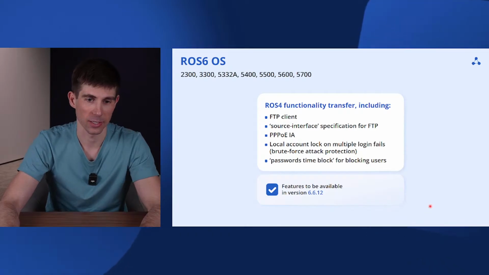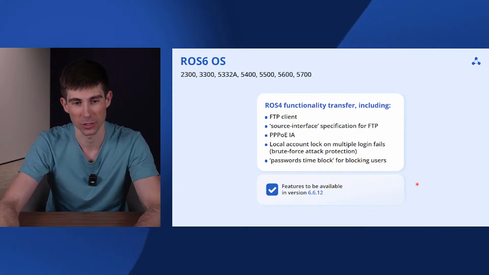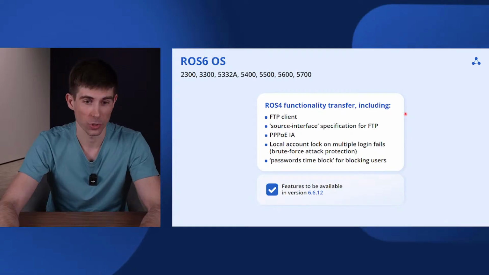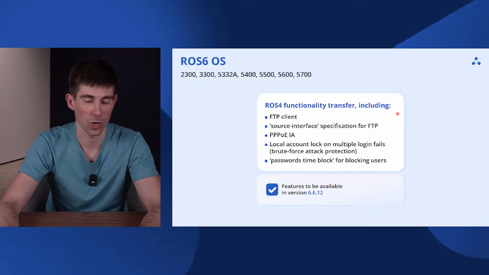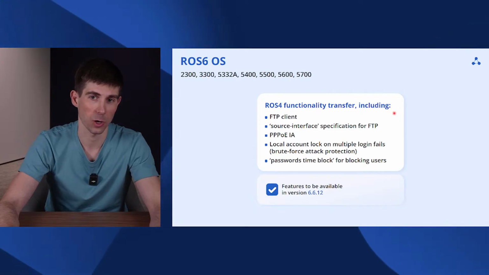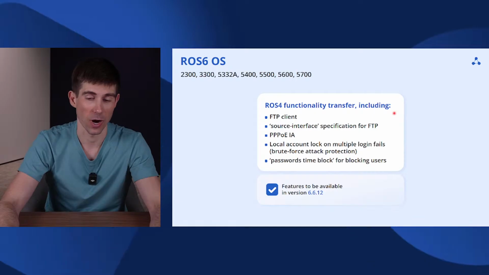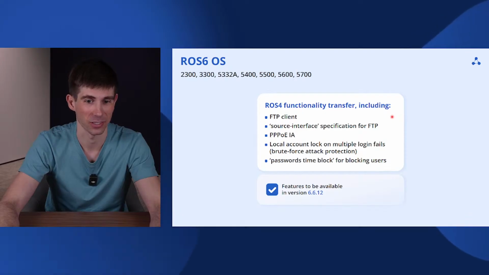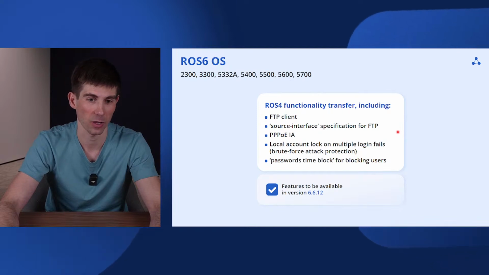We keep on, as I said, deprecating ROS4. We keep on porting some of the functionality to ROS6. So some of the features you got used to and want to keep on using on the new operating system get ported to ROS6. One of them being the FTP client. Again, we had a TFTP client for quite a while on ROS6, but we had inquiries from our partners that they want to use good old FTP, and we decided to do that. From version 6.6.12 it will be available.